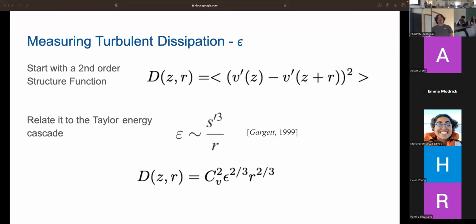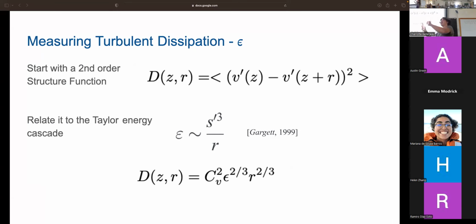Turbulent dissipation. This is one where we talked about how you can get the shear spectrum and back out epsilon from that. But I wanted to talk a little bit more about structure functions, which I don't know if I'm necessarily super qualified to talk about, so I will do my best to explain. What we do is start with a second order structure function that is dependent on both depth and the actual range from your beam itself. You create a time average squared difference of the turbulent bits along your beam.